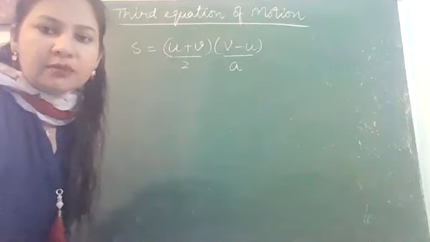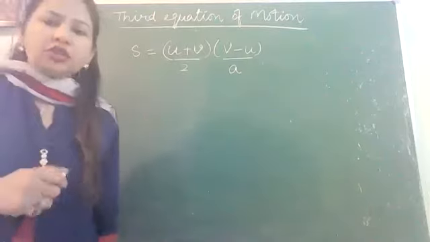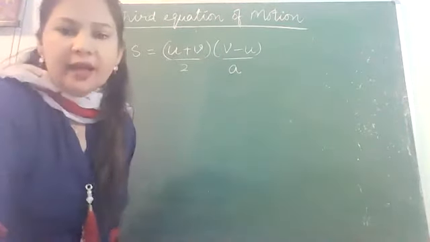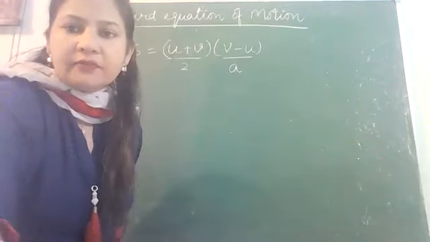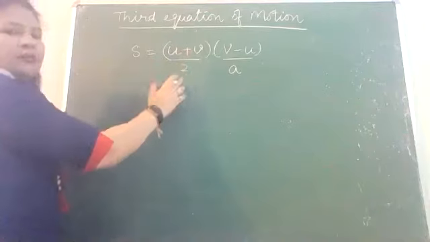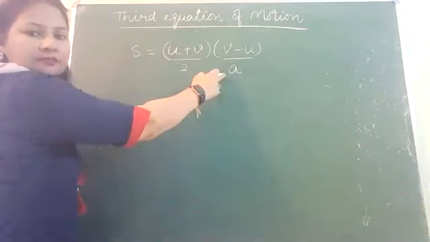Let us continue with the proof of the third equation of motion. I repeat, the third equation of motion is v square minus u square equal to 2as. All right, so we were at this step: s is equal to (u plus v) by 2 into t. We had substituted for t.